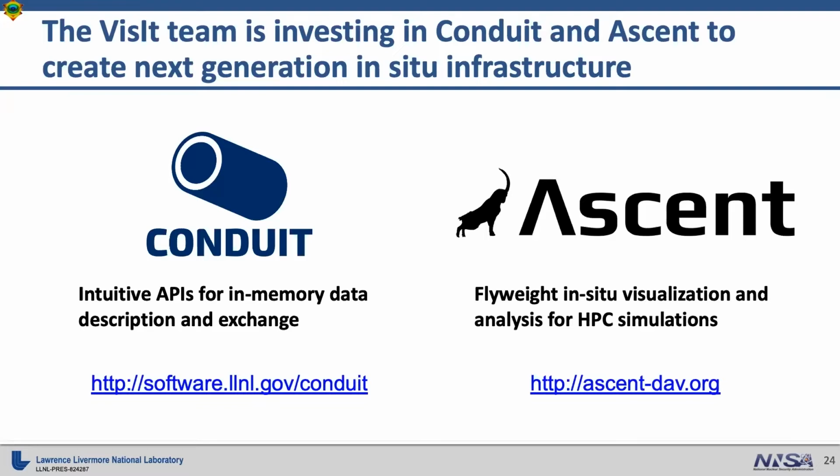Conduit is a tool that gives you a way to describe in-memory data and exchange it with other people. That's a tool that we've been developing for a while. And then also Ascent, which you've heard a little bit about, is a flyweight in situ visualization tool, to do things like ray tracing and rendering for HPC simulations, linked directly into their code.